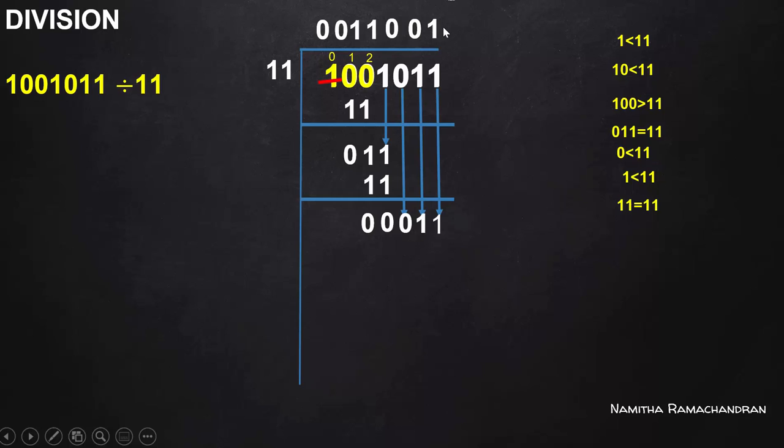Means how many times? Once. So 1 into 11 is 11. Now we can subtract. This is 0. So now we have completed our division. Okay, now we can check the correctness.